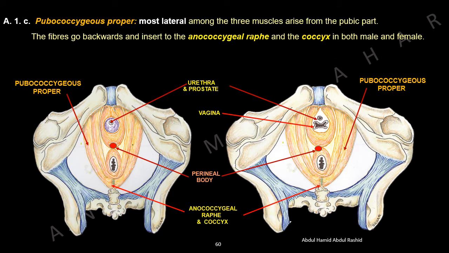Pubococcygeus proper. This muscle is the same in both male and female. You can see here this is pubococcygeus proper. This is the anococcygeal raphe and this is the coccyx. Pubococcygeus proper is the most lateral among the three muscles that arise from the pubic part. The fibers go backwards and insert into the anococcygeal raphe and the coccyx in both male and female. This is the outermost muscle among the three.